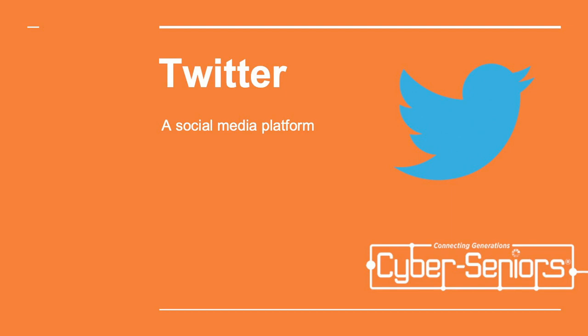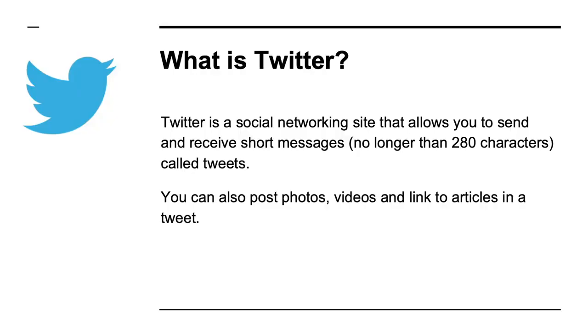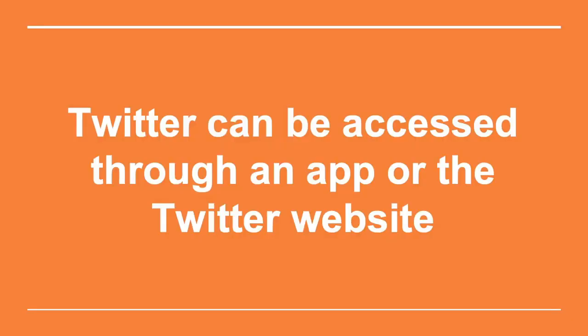So Twitter is essentially a social media platform, and you guys probably recognize the symbol to the right. Twitter is a social networking site that allows you to send and receive short messages, but they can't be any longer than 280 characters, and these are called tweets. You can also post photos, videos, and links to articles in a tweet. Twitter is accessible through an app on a mobile device or the Twitter website.